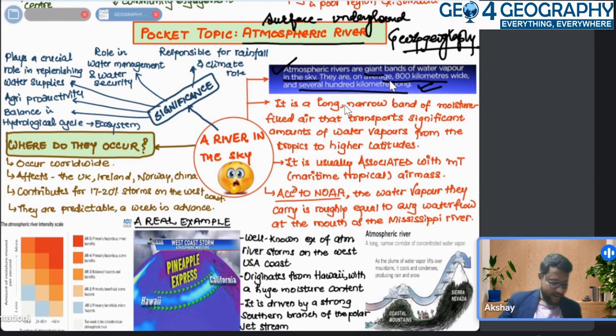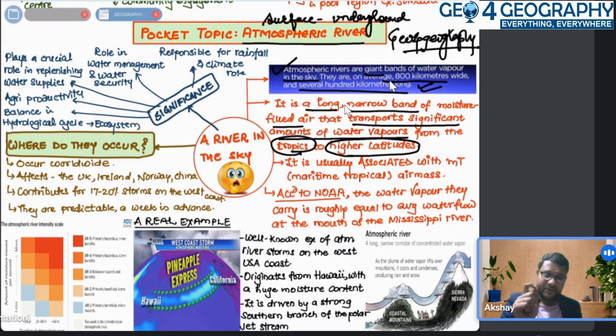Now, again, it is a long, narrow band of moisture-filled air that transports a significant amount of water vapor from the tropics to higher latitudes. See, why the tropics, you need to understand first. The reason being, the tropics is that particular region where you will find an ample amount of water, and in addition, the temperature that is required to transform liquid water into vapor. So from the tropics to higher latitudes, you will find this atmospheric river keeping up its journey.